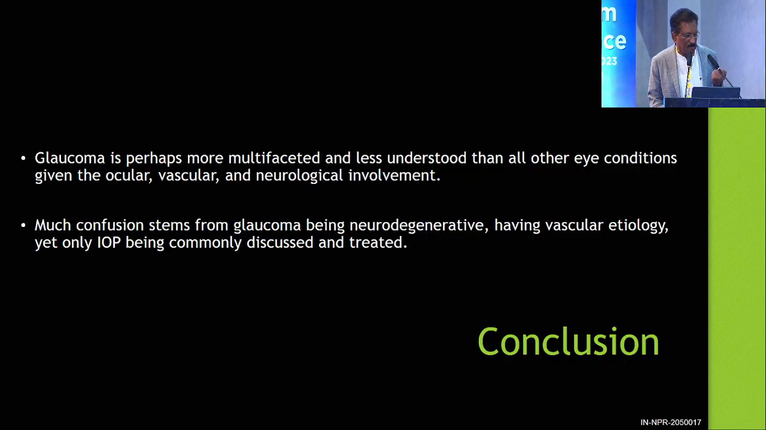At the end, glaucoma is perhaps more multifaceted and less understood than all other eye conditions, given the ocular, vascular and neurological involvement. Much confusion stems from glaucoma being a neurodegenerative disease with vascular etiology, yet only IOP is commonly discussed and treated. One final caution: any patient you see with progression of glaucoma, where intraocular pressure is always maintained and diurnally normal, never think that it is only IOP. All these factors may be contributing to the loss of ganglion cells.